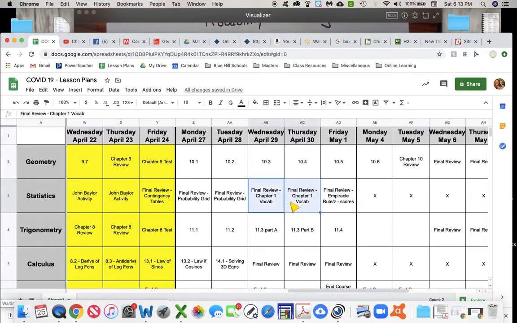Then Wednesday, Thursday, we're going to do chapter 1 vocab. There are some sections in there that talk about categorical data versus quantitative data, going through that stuff again. And then Wednesday, Thursday, and Friday, we'll talk just a little bit about z-scores one last time before we are done.